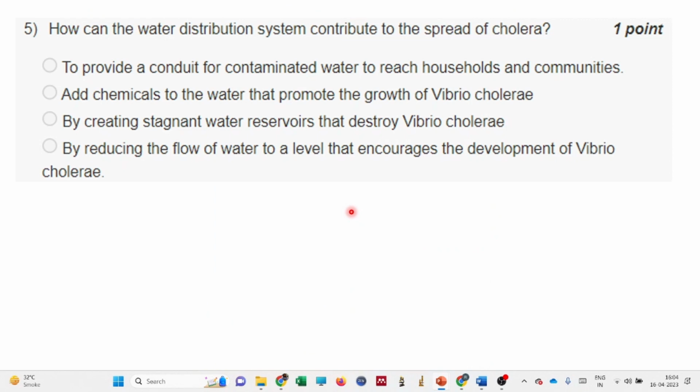So how can the water distribution system contribute to the spread of cholera? To provide a conduit for contaminated water to reach households and communities, add chemicals to the water that promote the growth of Vibrio cholerae, by creating stagnant water reservoirs that destroy Vibrio cholerae, by reducing the flow of water to a level that encourages the development of Vibrio cholerae. Which one do you think is the correct answer?